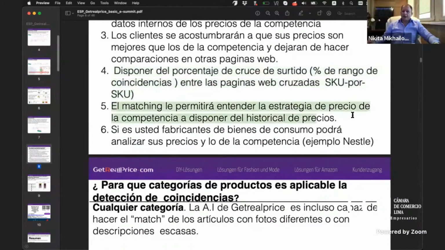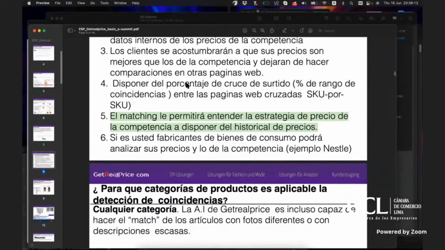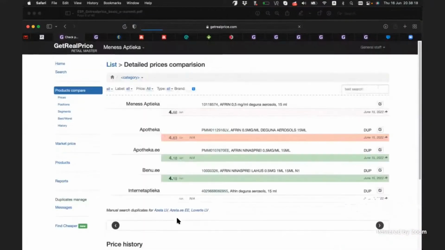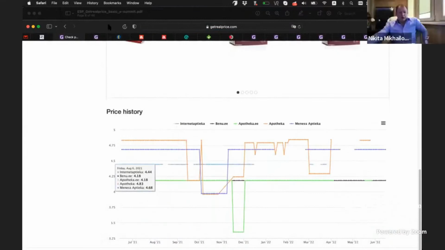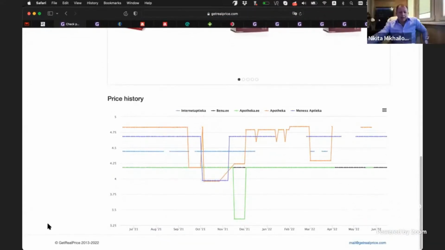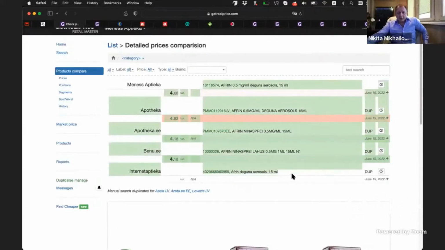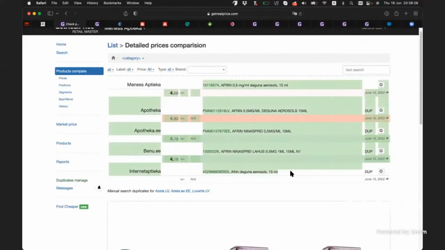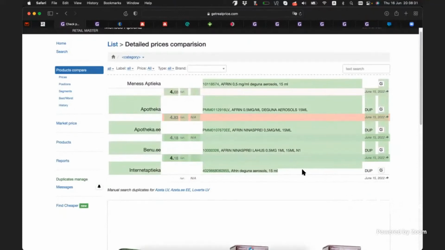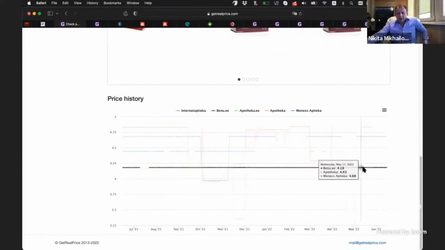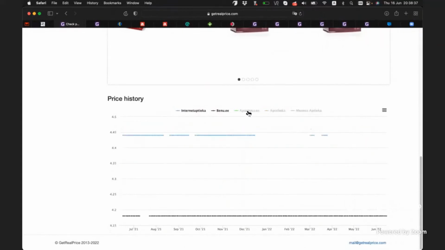The fifth point is about the deep understanding of the pricing models of the competitors, including the historical ones. Just for example here, if you do not have these articles matched, you will never know the price history in a comparable way.